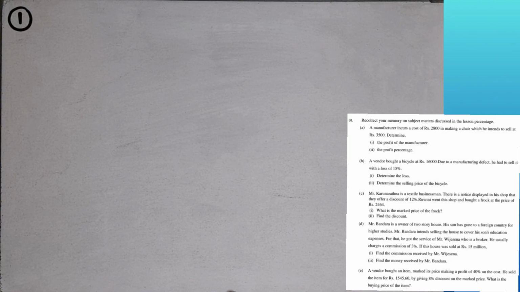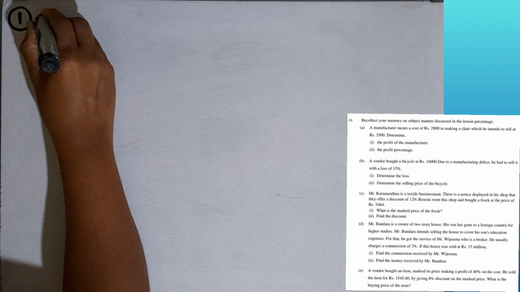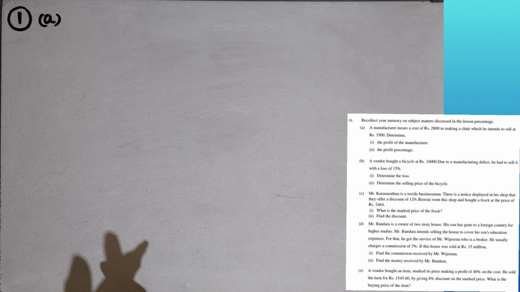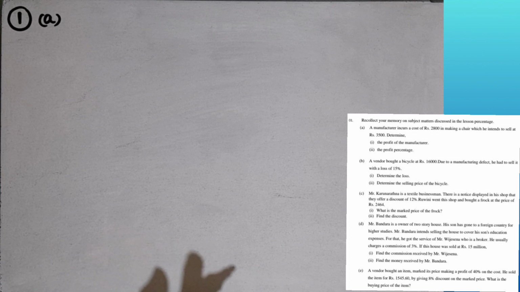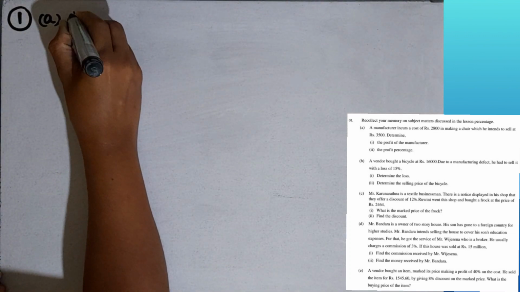First question, recollect your memory on subject matters discussed on the lesson percentage. A part, a manufacturer incurs a cost of 2,800 in making a chair which he intends to sell at 3,500 rupees. Determine, first part, the profit of the manufacturer.